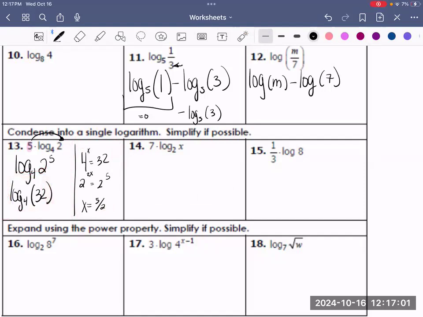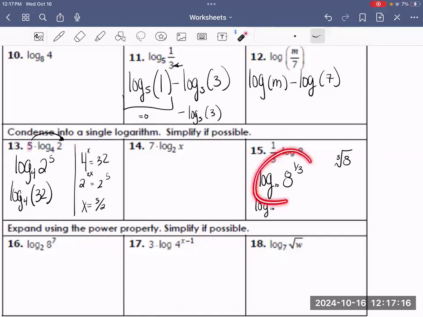And I'm going to try 15. So you have a log base 10 of 8 to the 1/3. So this is just saying the cubed root of 8, and I think again this worksheet is just looking for this response, but if we were to evaluate the whole way, the cubed root of 8, there are 3 2's found within it. So really we have log base 10 of 2.